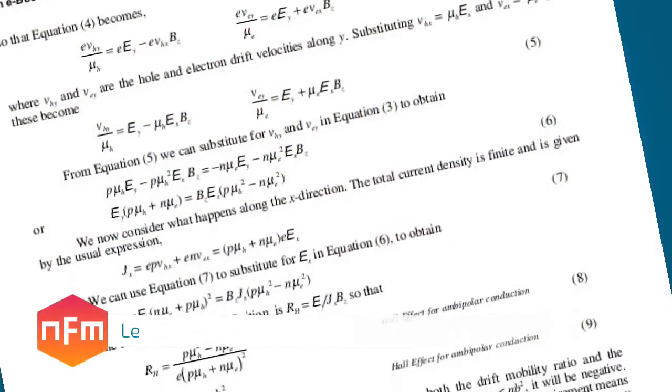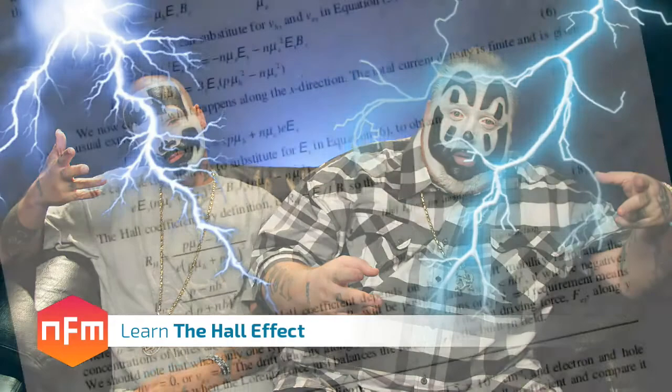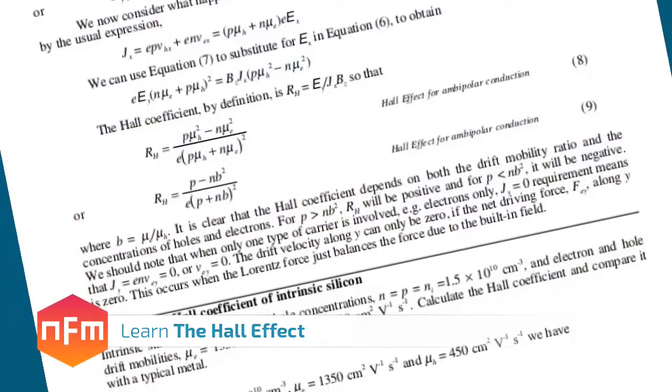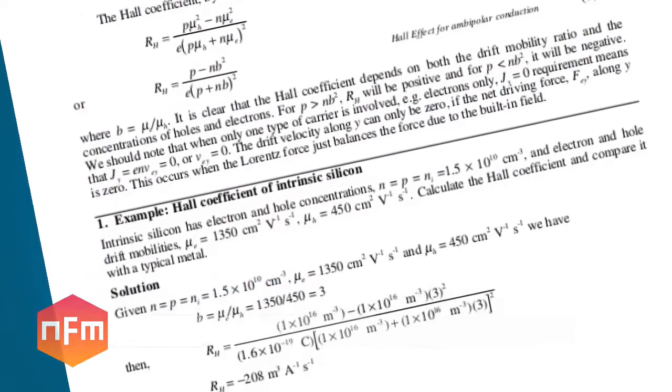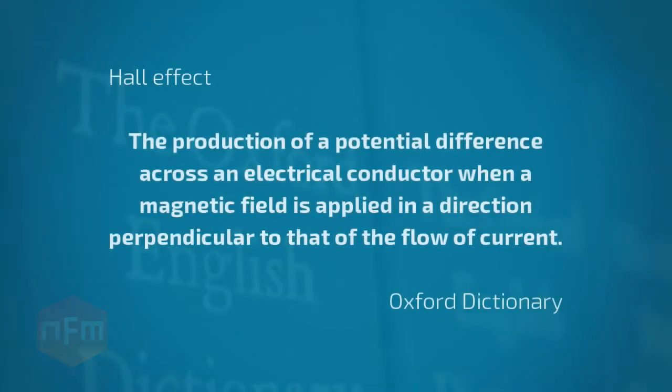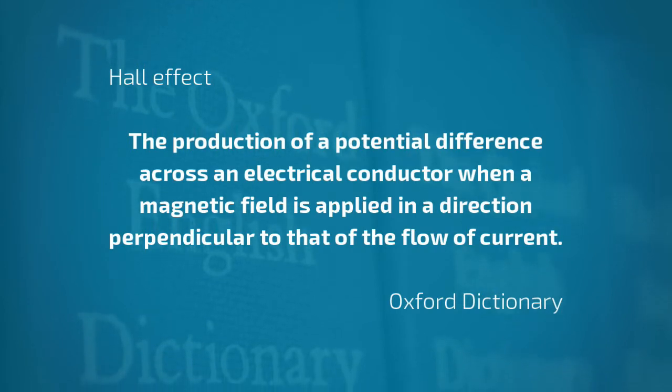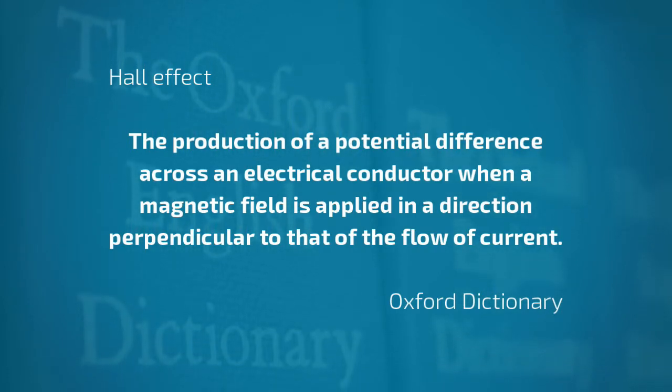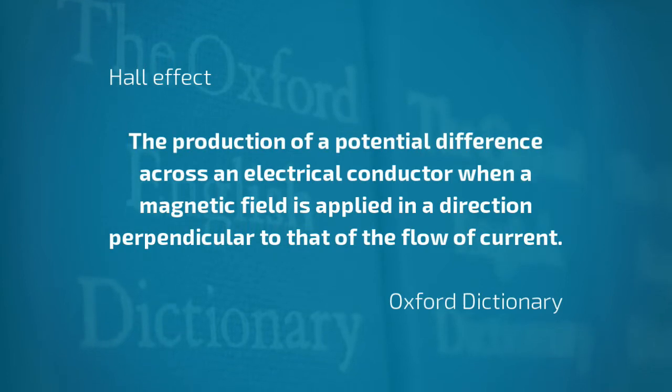The Hall effect. Something about magnets and current, right? Well, yes, the Hall effect does have a lot to do with magnetic fields and electrical current. The Oxford Dictionary has this to say: the production of a potential difference across an electrical conductor when a magnetic field is applied in a direction perpendicular to that of the flow of current.